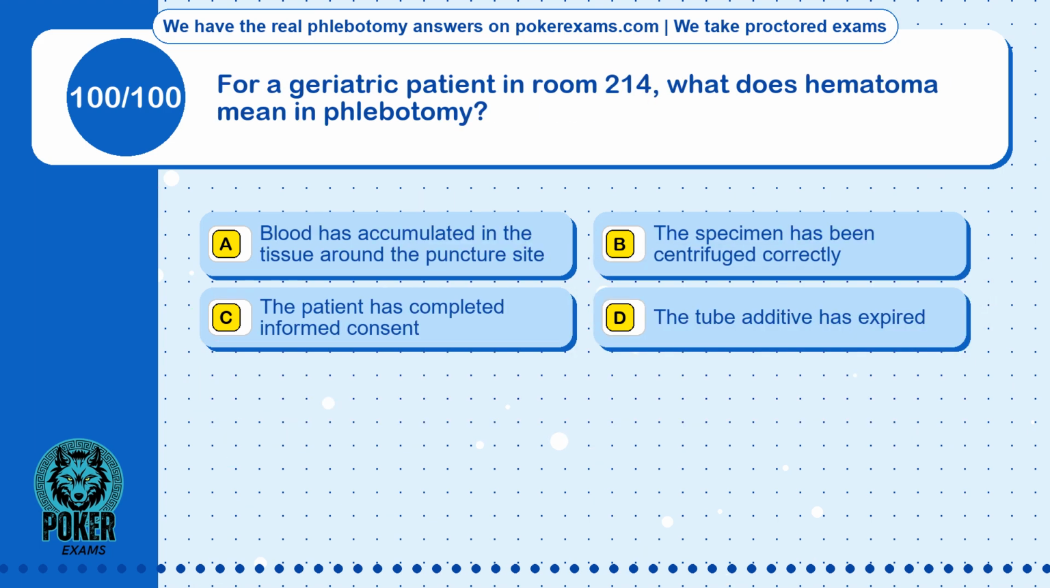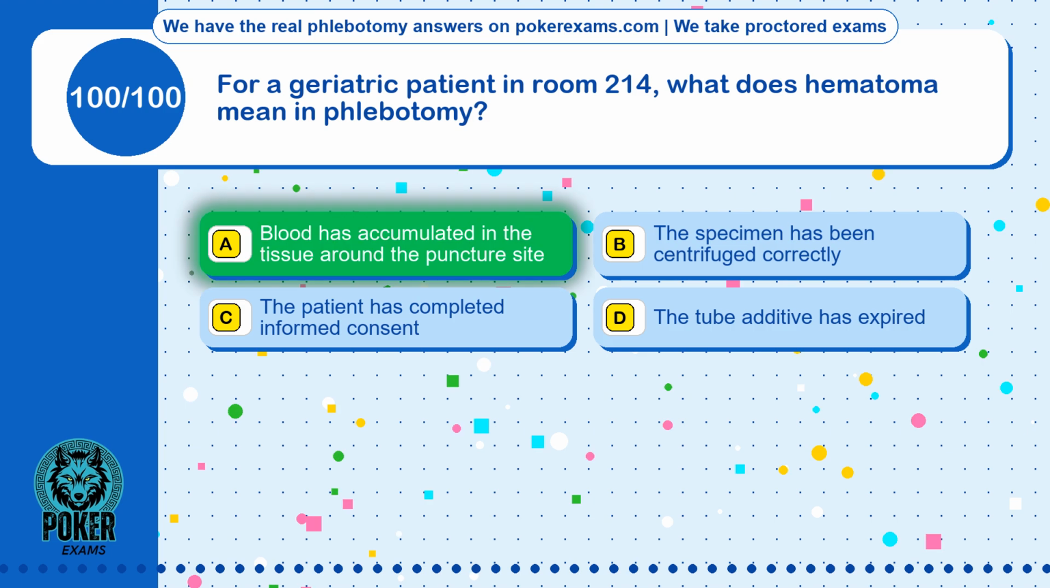Question 100. For a geriatric patient in room 214, what does hematoma mean in phlebotomy? Option A, blood has accumulated in the tissue around the puncture site. Option B. The specimen has been centrifuged correctly. Option C. The patient has completed informed consent. Option D. The tube additive has expired. The correct answer is option A.